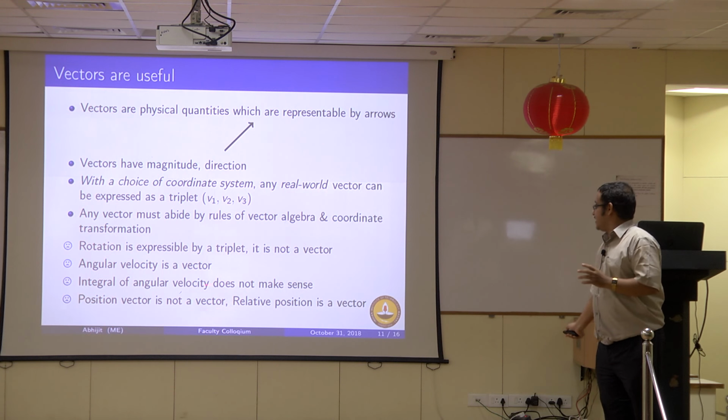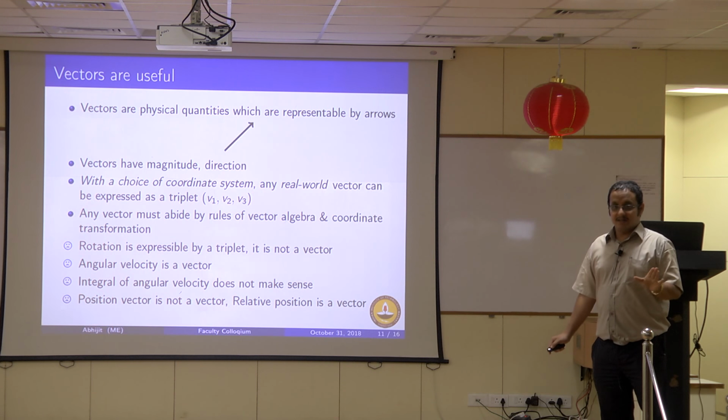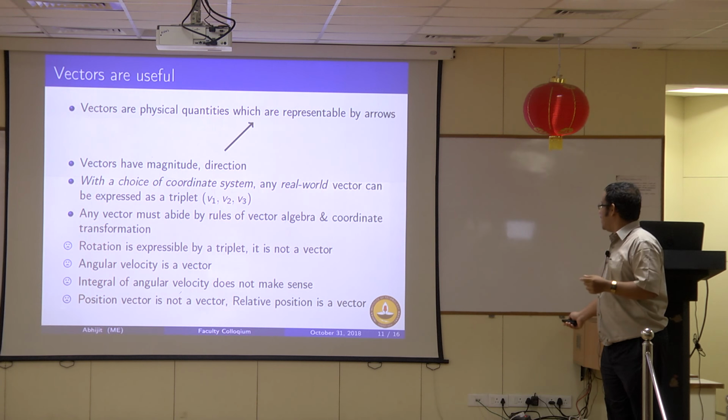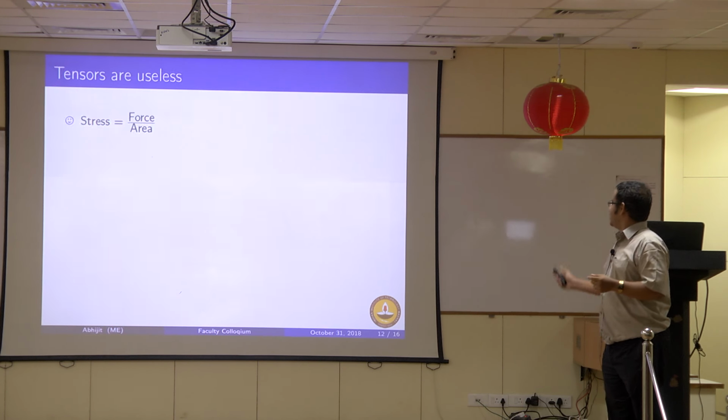A more realistic example: position vector is not a vector. Relative position vector is a vector, and we could prove that in a while, but we won't do it because we are running short of time.